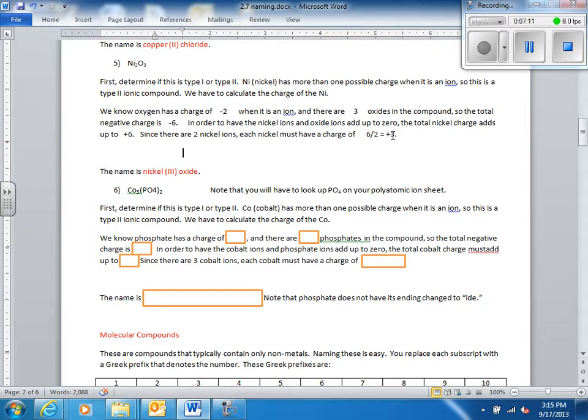Did I say the charge was +2? I know it's written right here. I'm not sure what came out of my mouth. We have 2 nickels, total of 6 on the charge, so each nickel is +3. We have nickel 3 oxide.